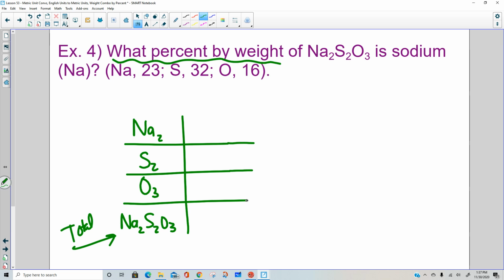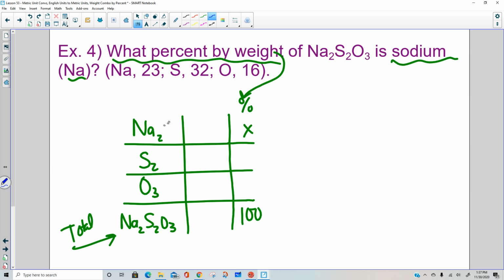Here's the new part. I know you know how to fill out that middle part, but this is the new part, is you're going to have a percent column, all right? Where do you think the 100% goes? Hopefully on the total, yes? So the 100% is the total solution. What's it asking you to do in the problem? What percent by weight is sodium, which is the Na? So your X is going to go here, okay? What percent by weight?